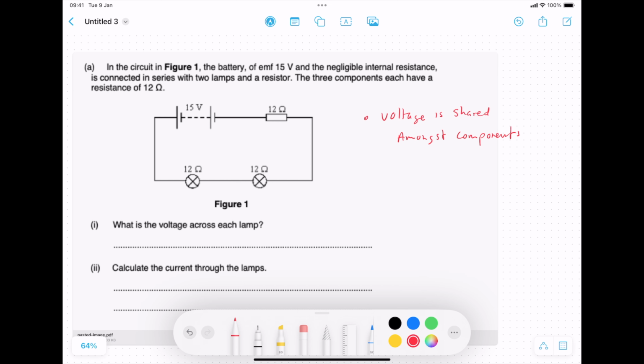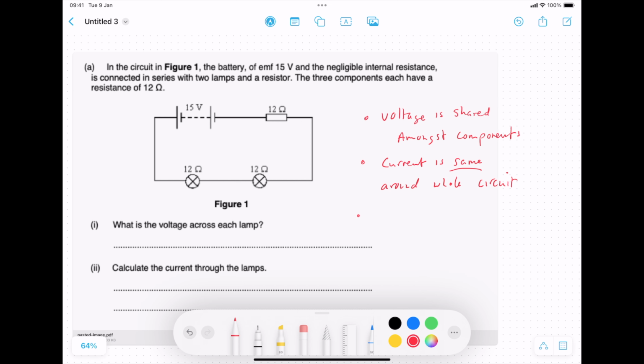The second thing is that the current, which is the flow of electrons, is the same around the whole circuit. So it doesn't change, unlike a parallel circuit.